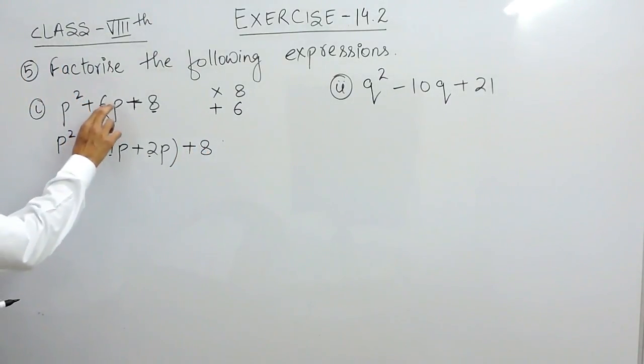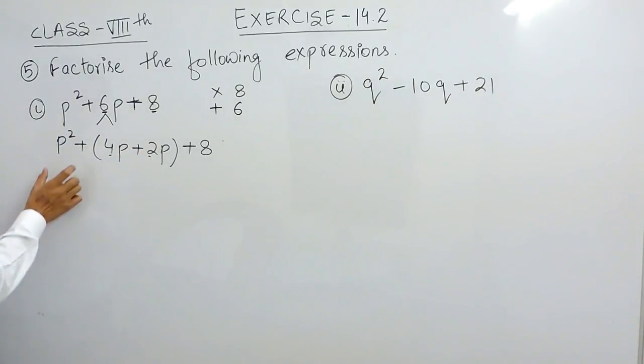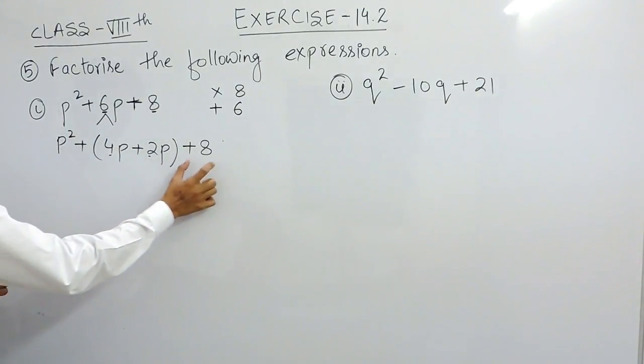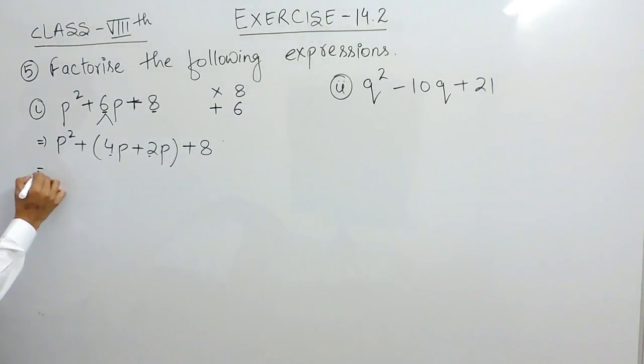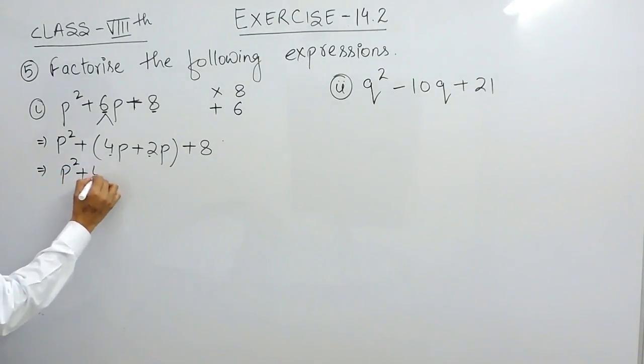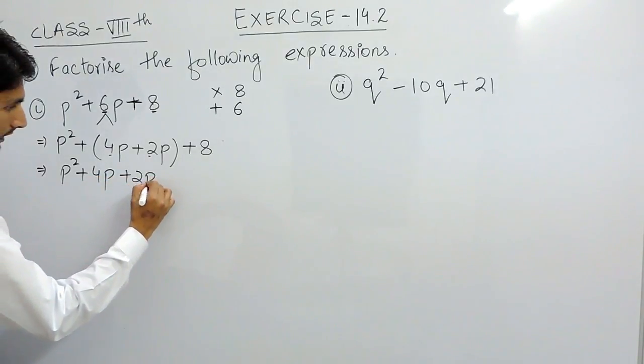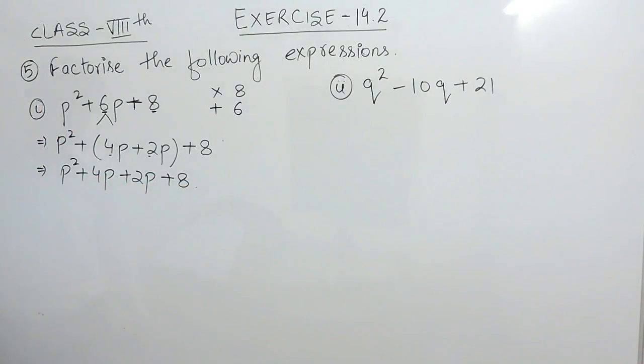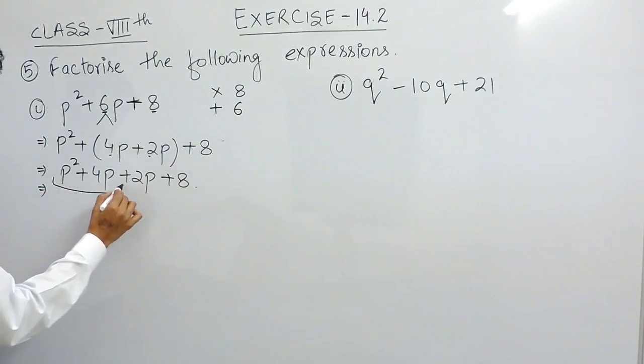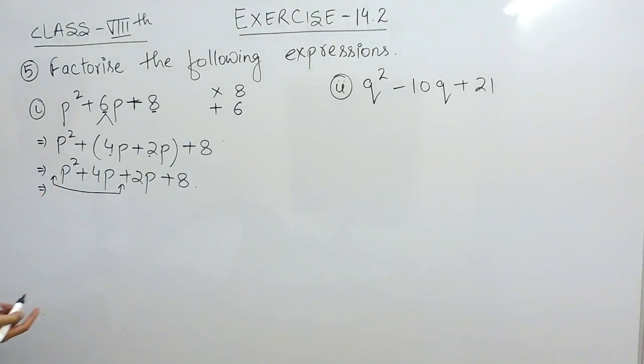So we have split 6 into 2 parts, and now we have 4 terms. Let's open the bracket. This is p square plus 4p plus 2p and plus 8. And now we know how to solve these 4 terms. To factorize this, first of all we have to regroup it, and then take common factors. From the first 2 terms, obviously p is our common factor.